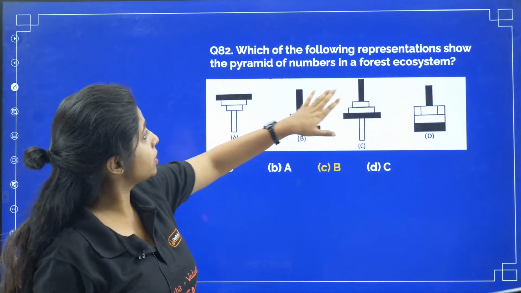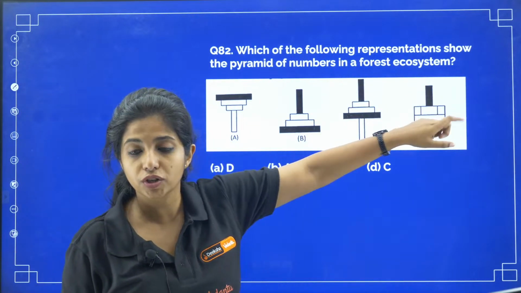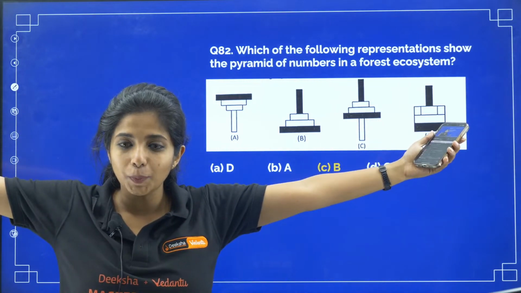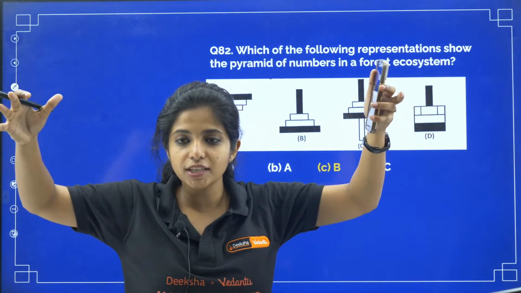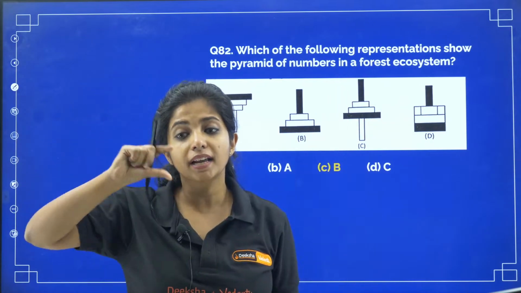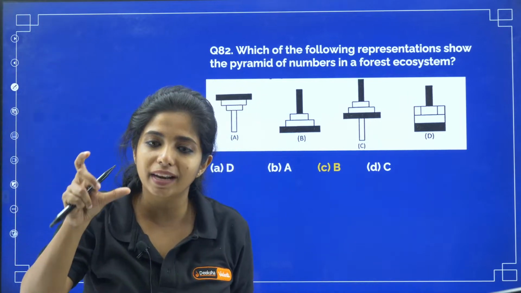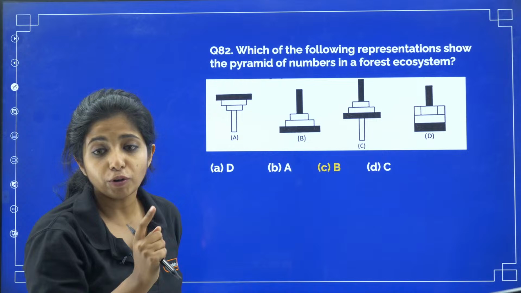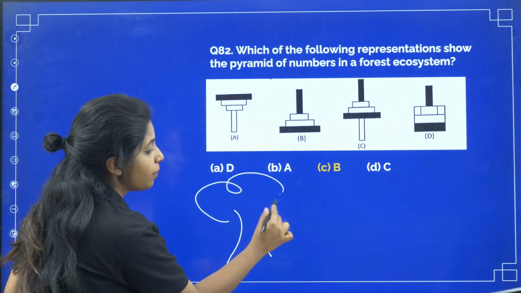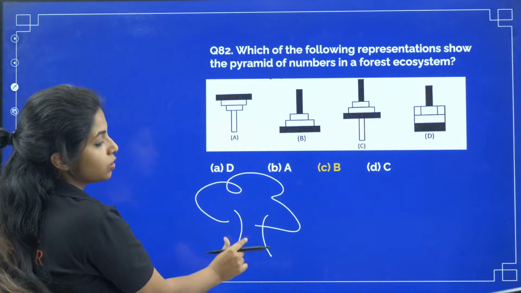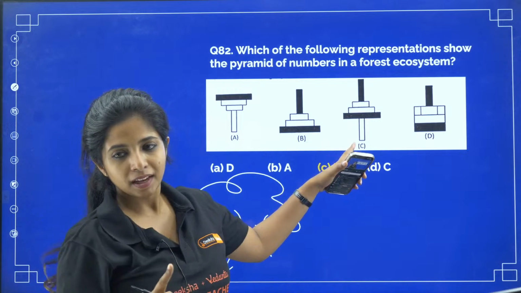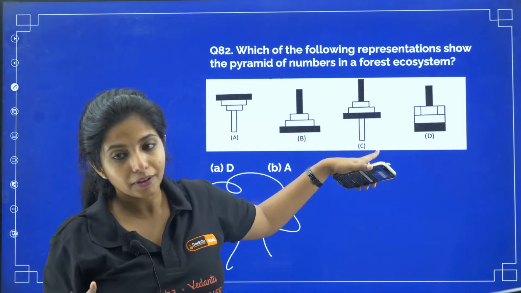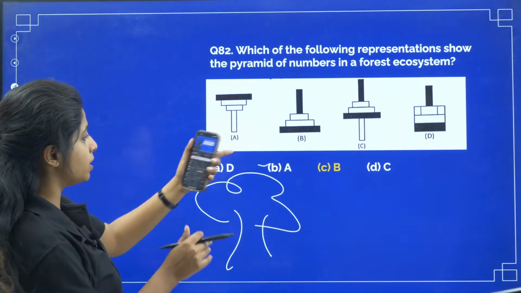Very important thing. Which of the following representation shows a pyramid of numbers in forest ecosystem? In forest, you have so many trees, my dear children, and on that you have insects and other organisms, but the top level organisms would be less. So I'll say this is the graph. If you're talking about just one tree, then it would have been opposite. One tree means number of trees just one, so insects would be more, and this would be the graph. But you're talking about the whole forest, then it will be this.